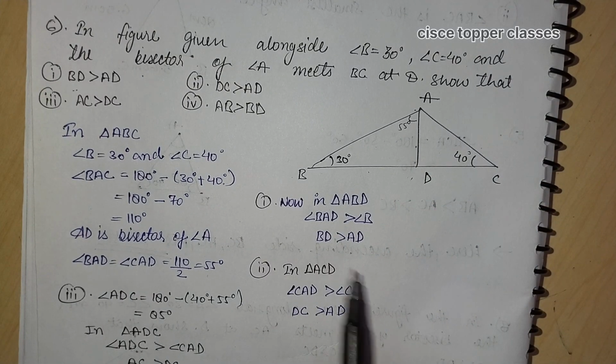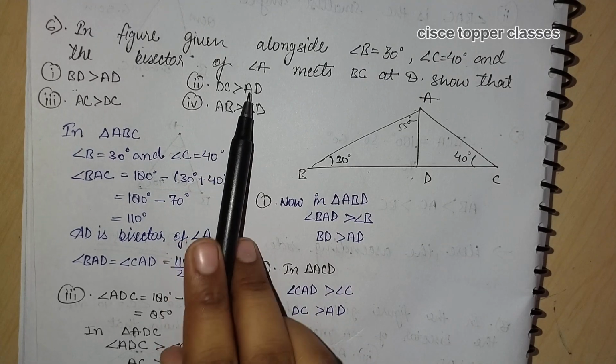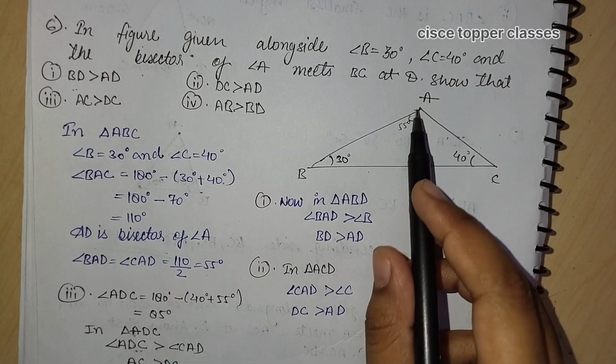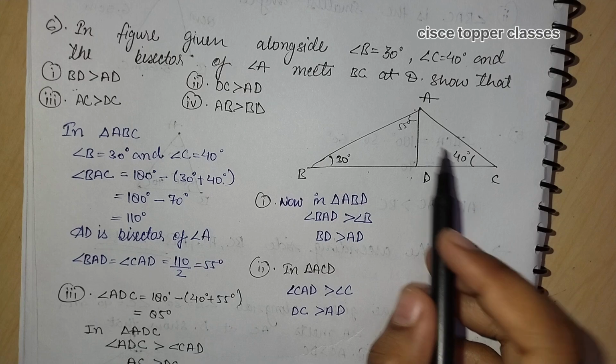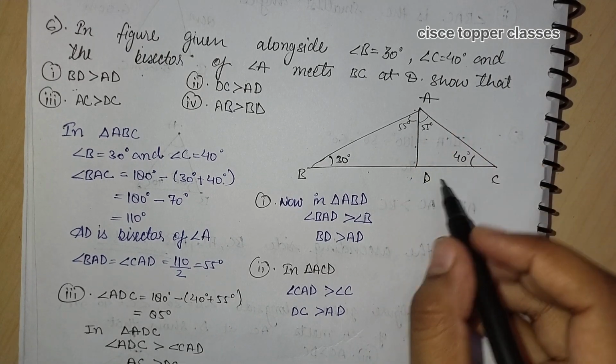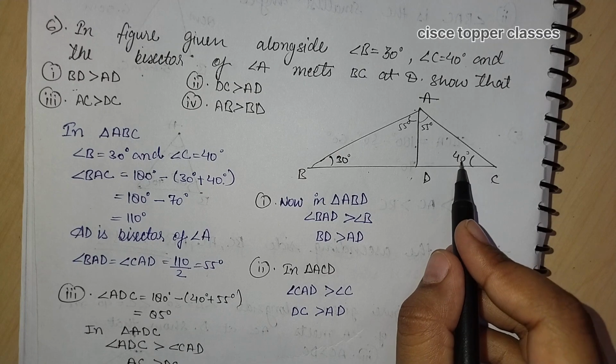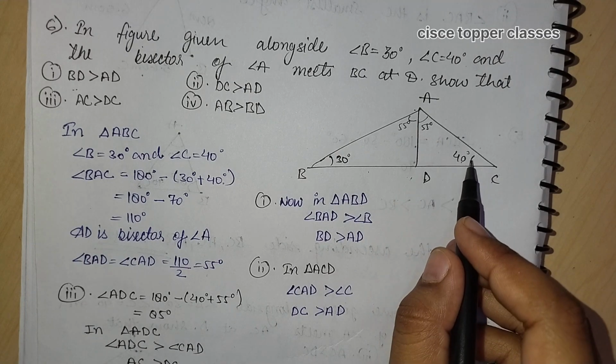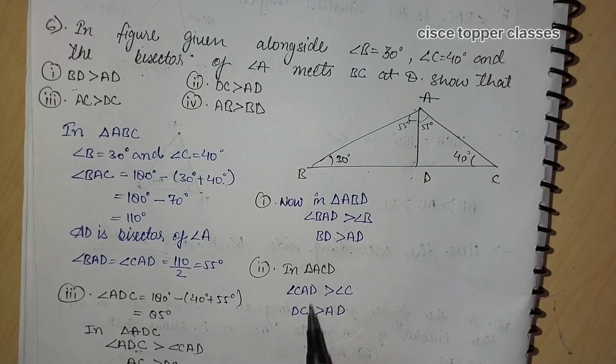Now the second part here, we have to prove that DC is greater than AD. Again we have this as 55 degrees only. So the opposite side of that will be greater, because 40 degrees is less than 55 degrees and the opposite side of this will be the smallest. So here DC is greater than AD, we can also conclude.